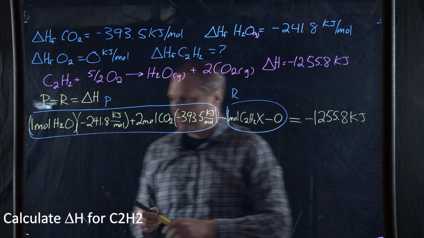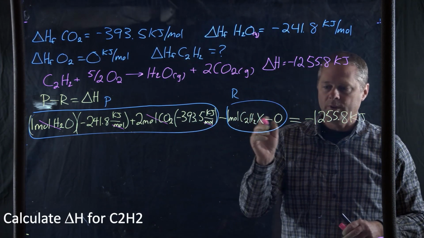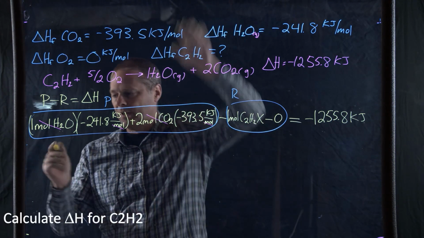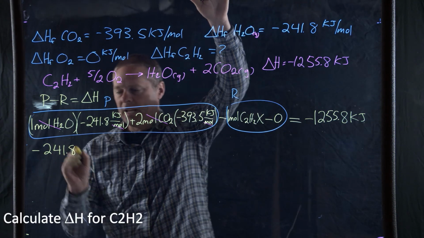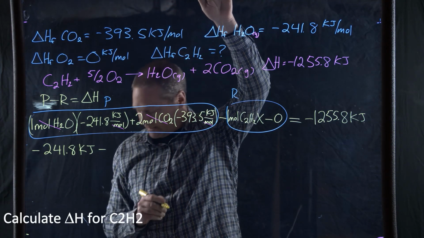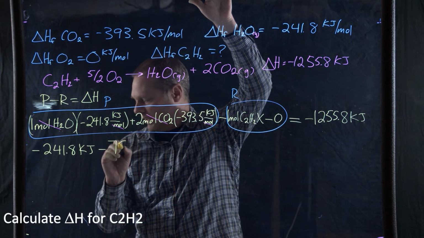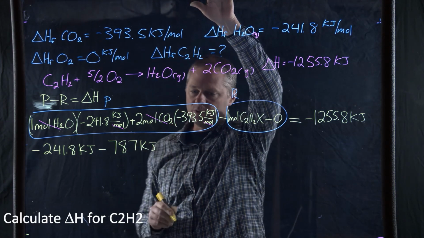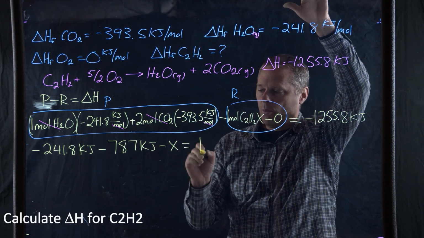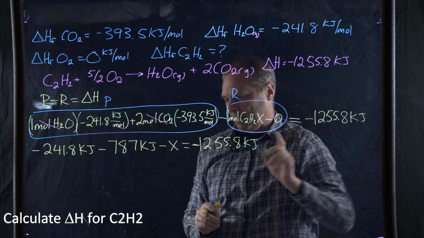If we go through and do this arithmetic, we can do some canceling. We see that a mole cancels with a mole cancels with a mole. Leave that alone because there's going to be a mole unit there. We can simplify this, so we get minus 241.8 kilojoules minus, if we take 2 times the negative 393.5, we get 787 kilojoules. Yep, that's right. Minus X is equal to minus 1255.8 kilojoules. Oops, a negative. Don't forget, I should not drop that negative.